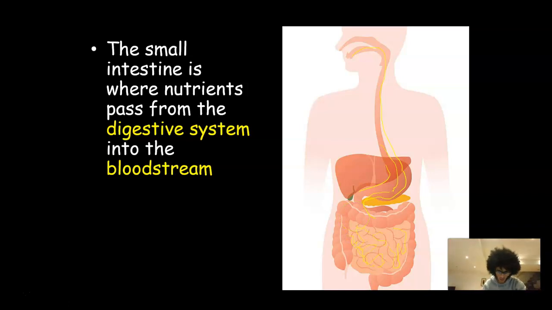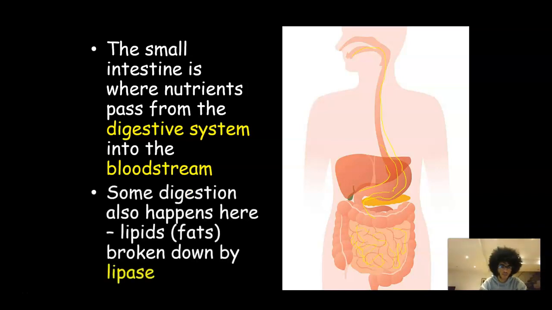Now, this part of the digestive system is also the place where the nutrients that have been digested pass from the digestive system into the bloodstream, and then from the bloodstream they can get carried to all the cells in your body for use in respiration, amongst other things. Some digestion also happens here, in particular lipids, otherwise known as fats. They're broken down by the enzyme lipase.